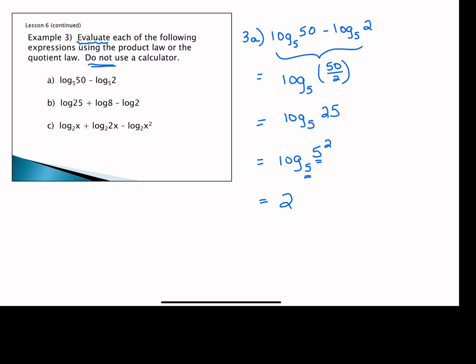Again, we used our quotient rule to put things together, and then we could use some of the shortcuts for simplifying logarithms to get a single number answer or evaluate this expression.